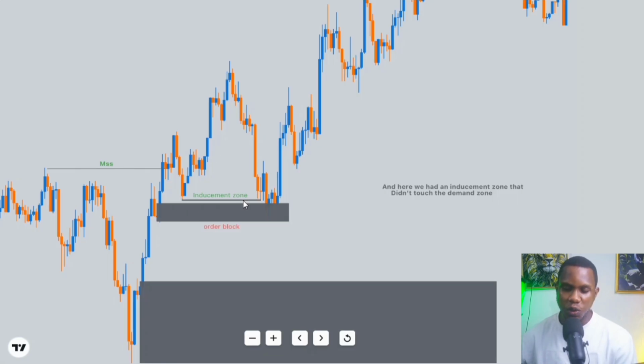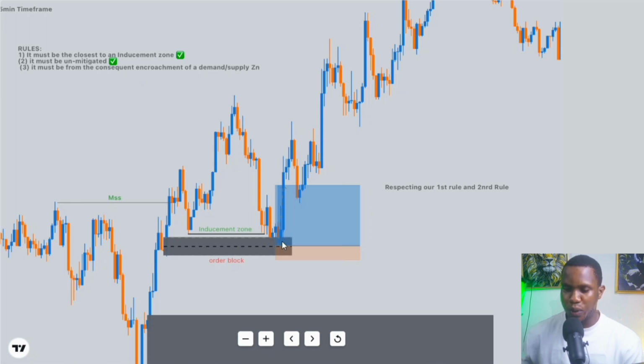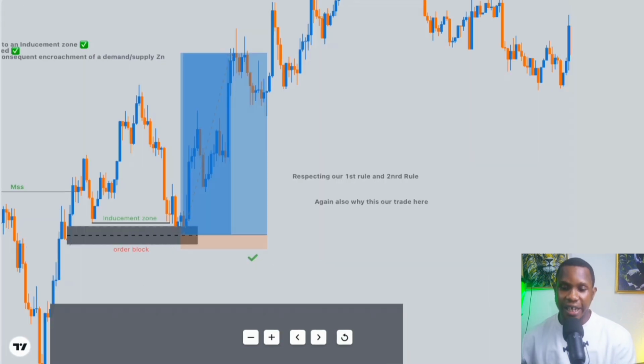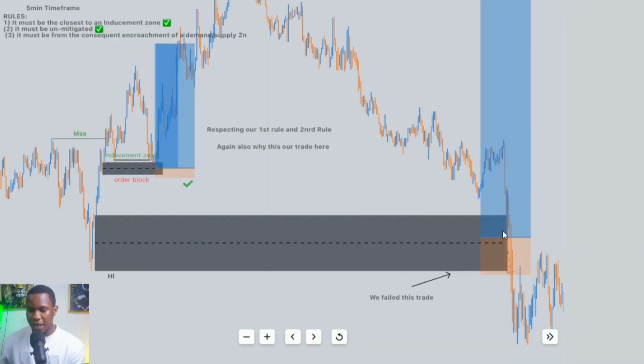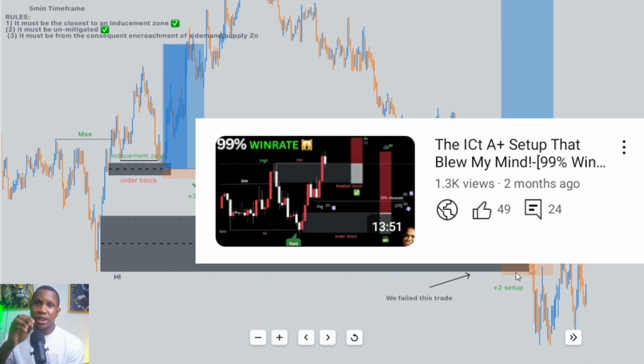An inducement zone that didn't touch our order block right here, respecting our first rule and our second rule, guys. And we made our entry from the consequent encroachment of the order block, stop loss below here, and we targeted the highs. And again, now can you see why this trade right here failed, guys? So rating these setups, this is a +3 setup, and this is what? A +2 setup, guys. Watch ICT A+ checklist to understand this more.